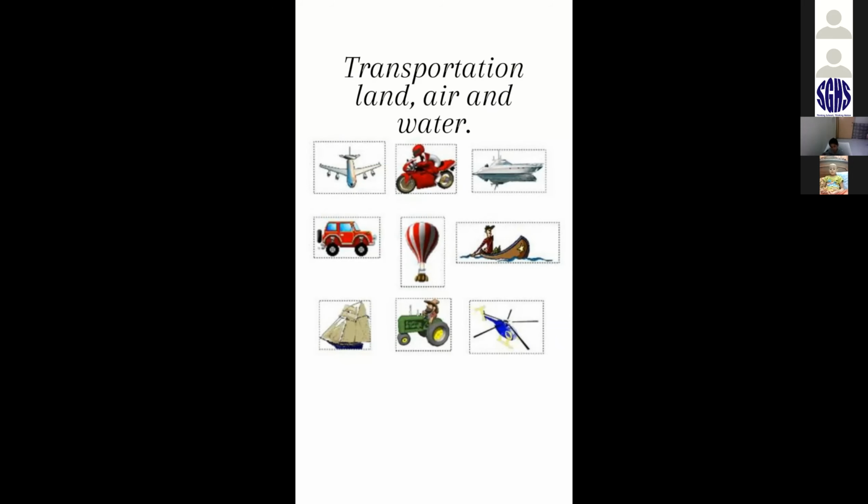Here is a picture of a tractor. As you can see, a tractor moves on land. There's a picture of a ship, which moves in water. And another picture is a helicopter, which flies in the sky. There are three types of transportation: land, water, and air.